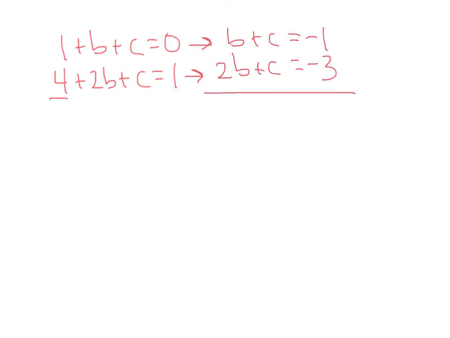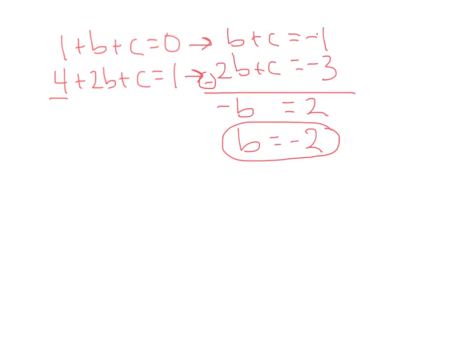And hopefully you've noticed that if I subtract these two equations as they are, the c's will eliminate. So that's what I'm going to do. B minus 2b is negative b. C minus c is 0. And so that equals negative 1 minus negative 3, which becomes 2. So if negative b is 2, then b is negative 2. So that's one of my other variables solved for.